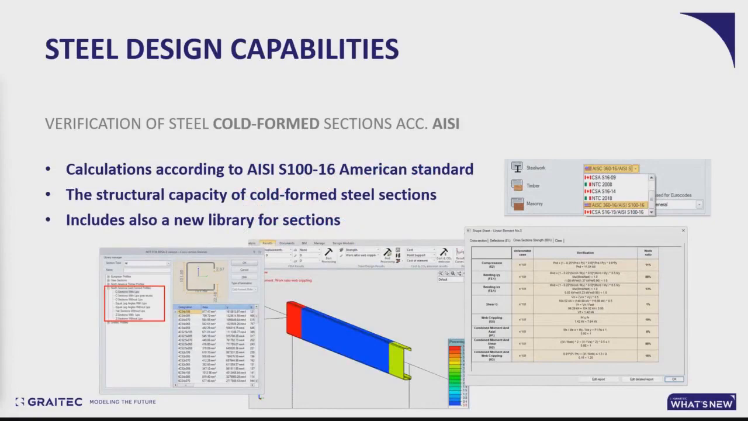For steel design, the first and really big novelty is the possibility to perform the verification of cold form steel profiles according to the American standard AISI S100. The calculation covers the structural capacity of the cold form steel sections. We can calculate cold form sections defined as parametrical sections, but also sections taken from the libraries.